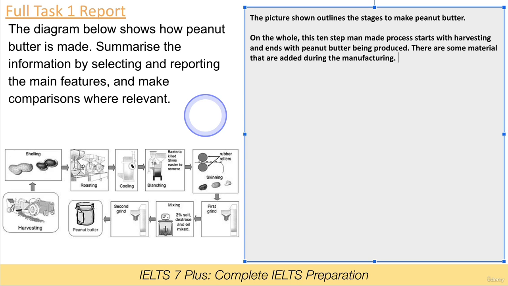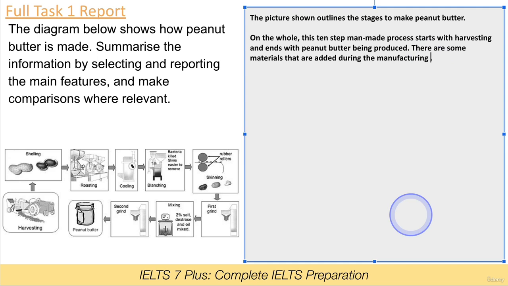On the whole, this 10-step man-made process starts with harvesting and ends with peanut butter being produced. There are some materials added during the manufacturing of this item. Editing, going back and checking your work, is so important. Okay, I think that's good. We can leave it there.